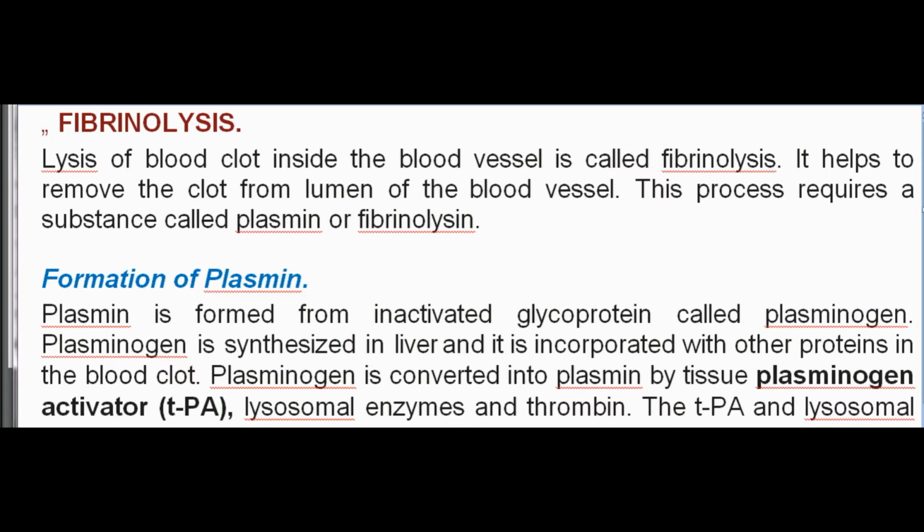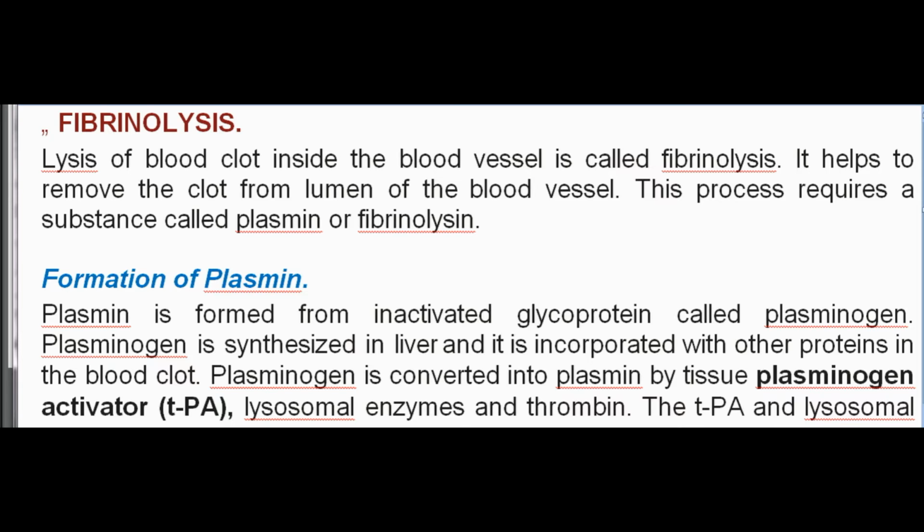Fibrinolysis. Lysis of blood clot inside the blood vessel is called fibrinolysis. It helps to remove the clot from lumen of the blood vessel. This process requires a substance called plasmin or fibrinolysin. Formation of plasmin. Plasmin is formed from inactivated glycoprotein called plasminogen. Plasminogen is synthesized in liver and it is incorporated with other proteins in the blood clot.